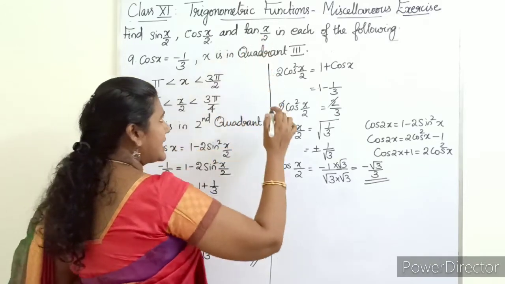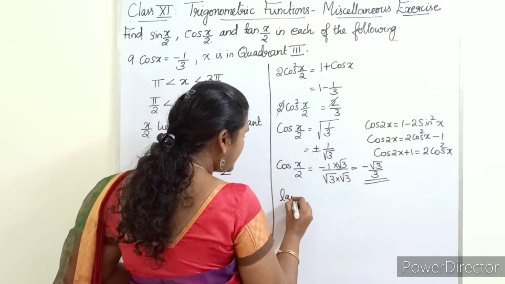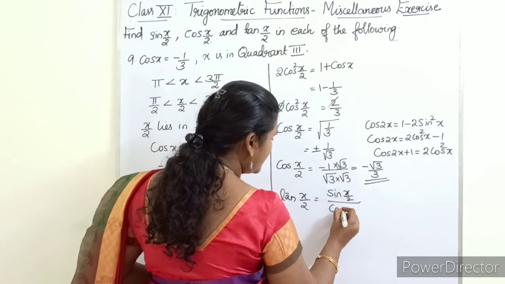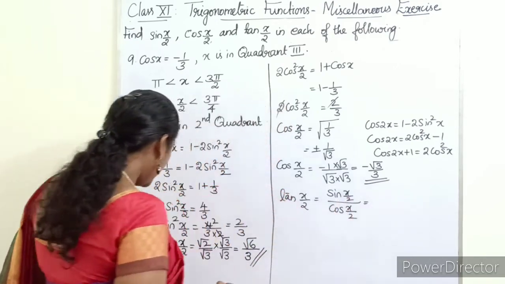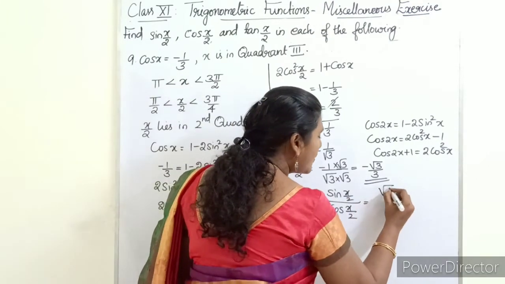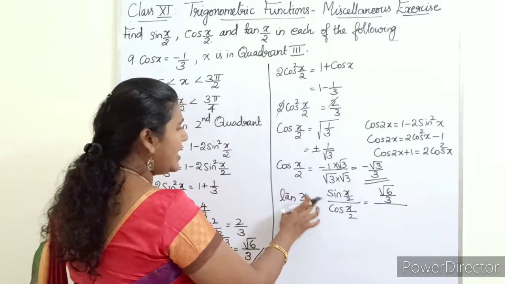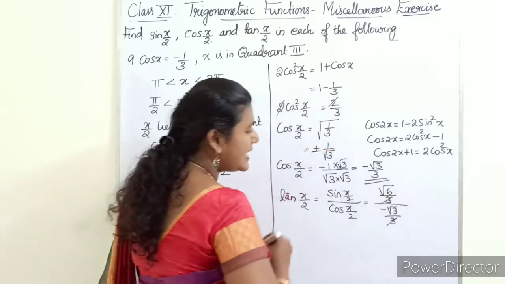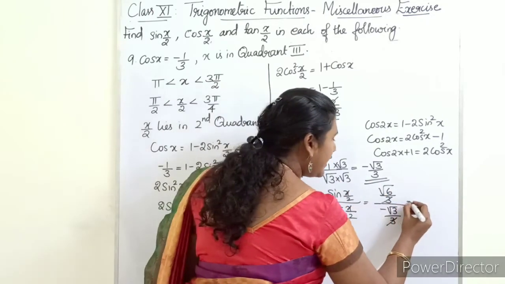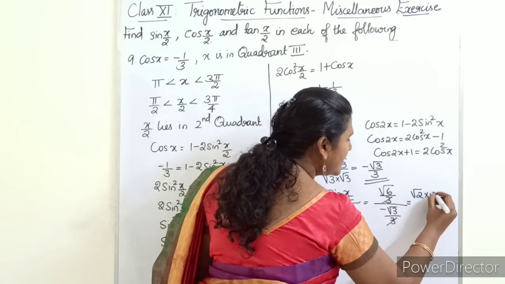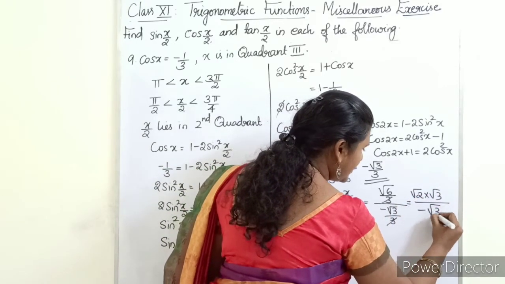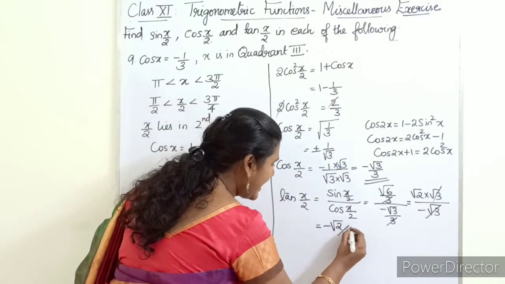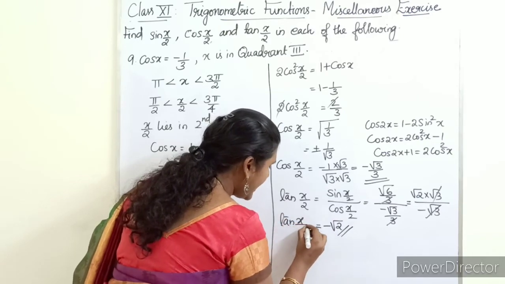Now we will find out the tan x by 2 value. Okay, so tan x by 2 is equal to, the formula is sin x by 2 by cos x by 2. So sin x by 2, what is the value of sin x by 2? Root 6 by 3 divided by cos x by 2, which is minus root 3 by 3. So what will happen? These two we can cancel, and here root 6 we can write as root 2 into root 3 divided by minus root 3. So this root 3 will get cancelled. So the answer for tan x by 2 is equal to minus root 2.